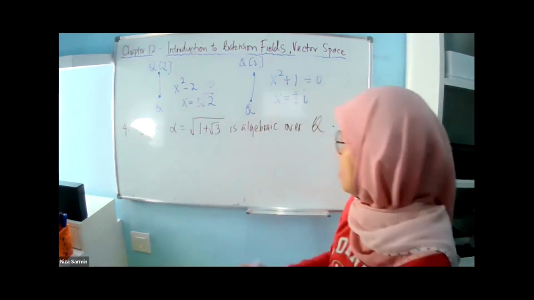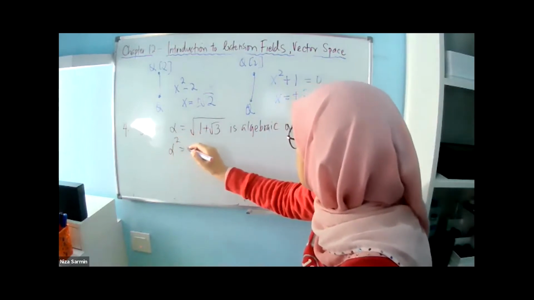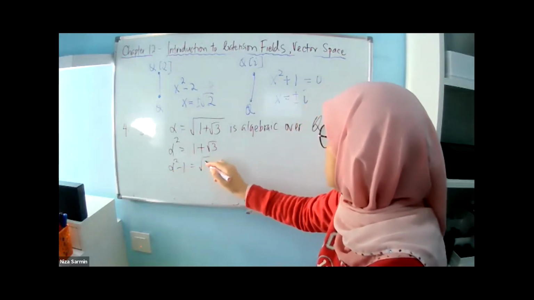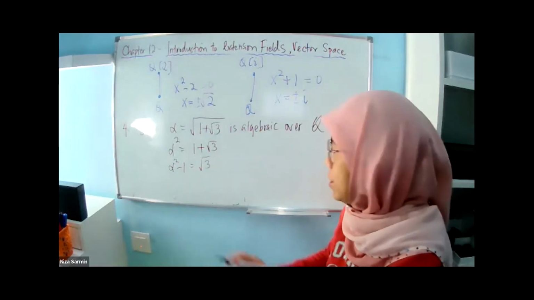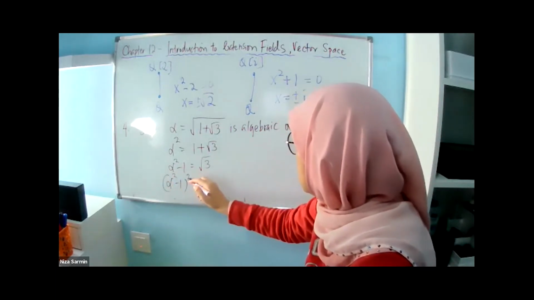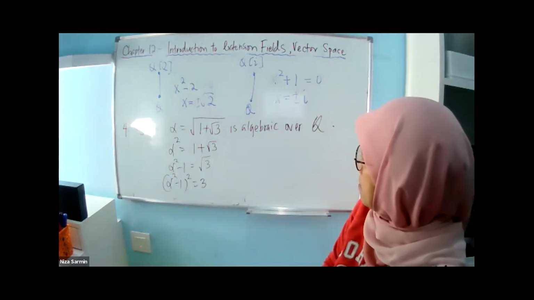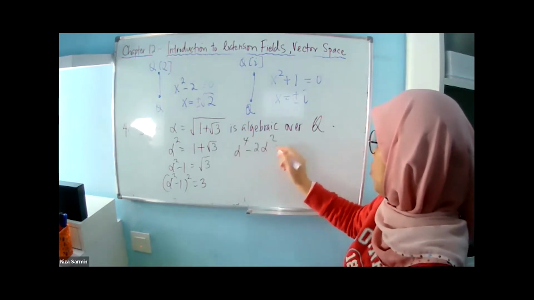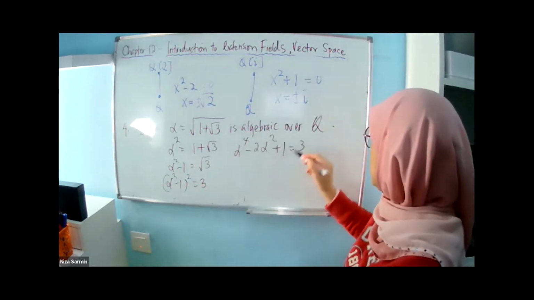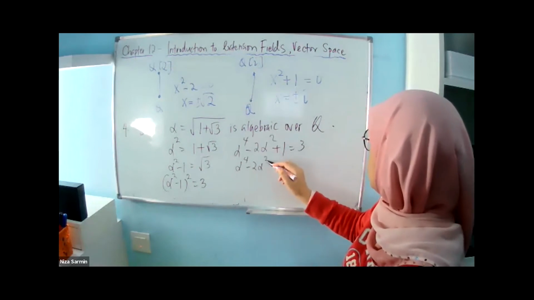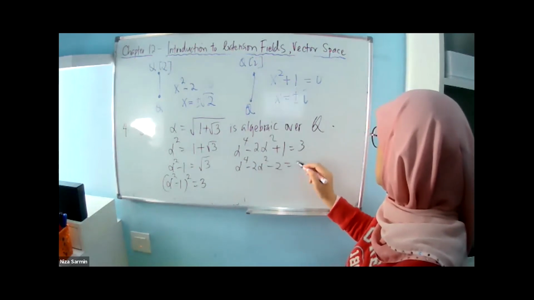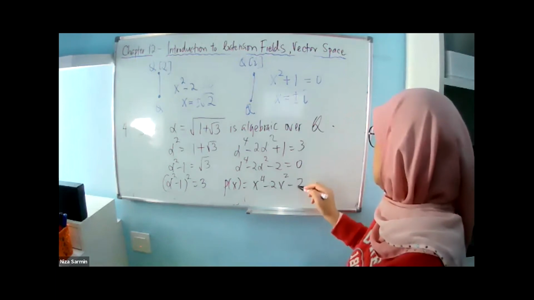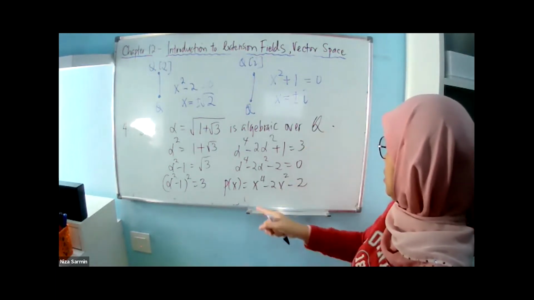All right, so straightforward, right? Square both sides. Then you have to move this one side. Then you square again, right? Square again. Okay, and then you have alpha to the fourth minus 2 alpha squared plus 1 equal 3, alpha to the 4 minus 2 alpha squared. But minus 2 is 0. So this is the polynomial. And this is in Q, right? In Qx.